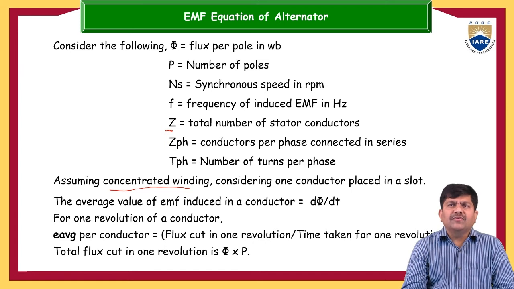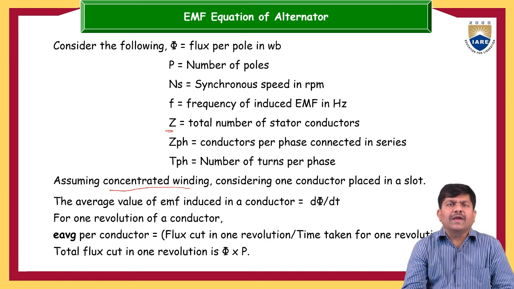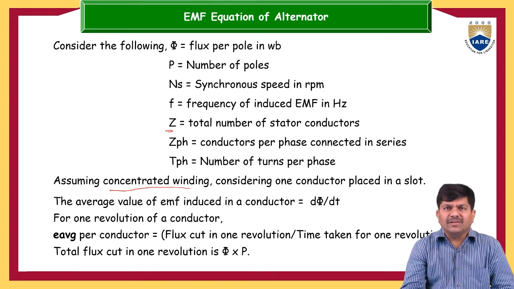So the average value of EMF induced in a conductor, as per Faraday's laws of electromagnetic induction, is N dφ/dt, the rate of change of flux linkages. How many conductors are we assuming just now? Only one, so N becomes 1. So the average value of induced EMF in one conductor is equal to dφ/dt. So for one revolution of a conductor, E average per conductor.